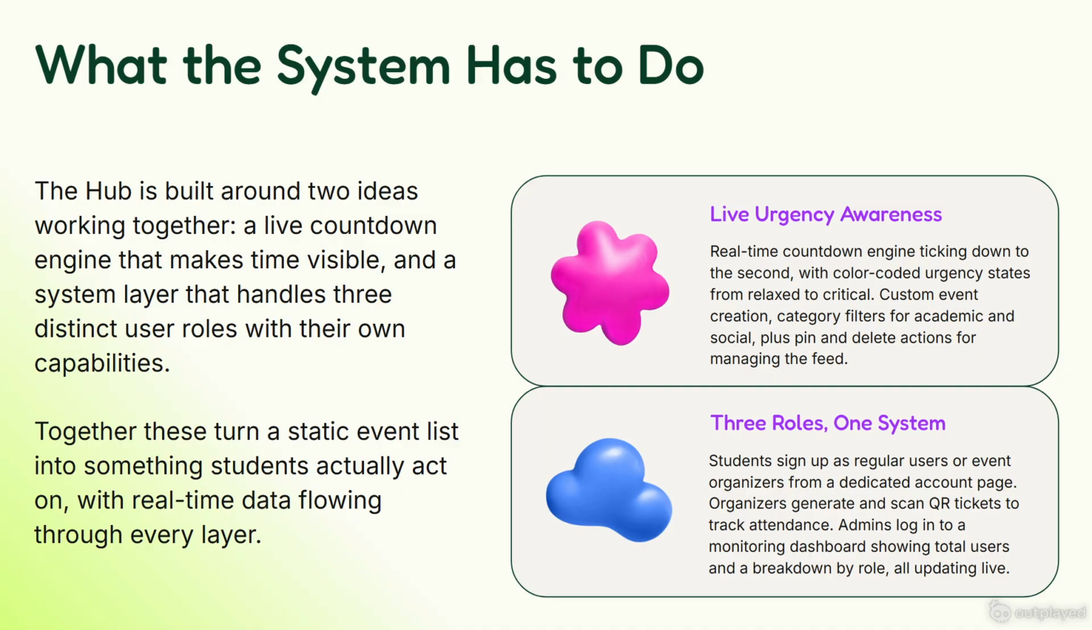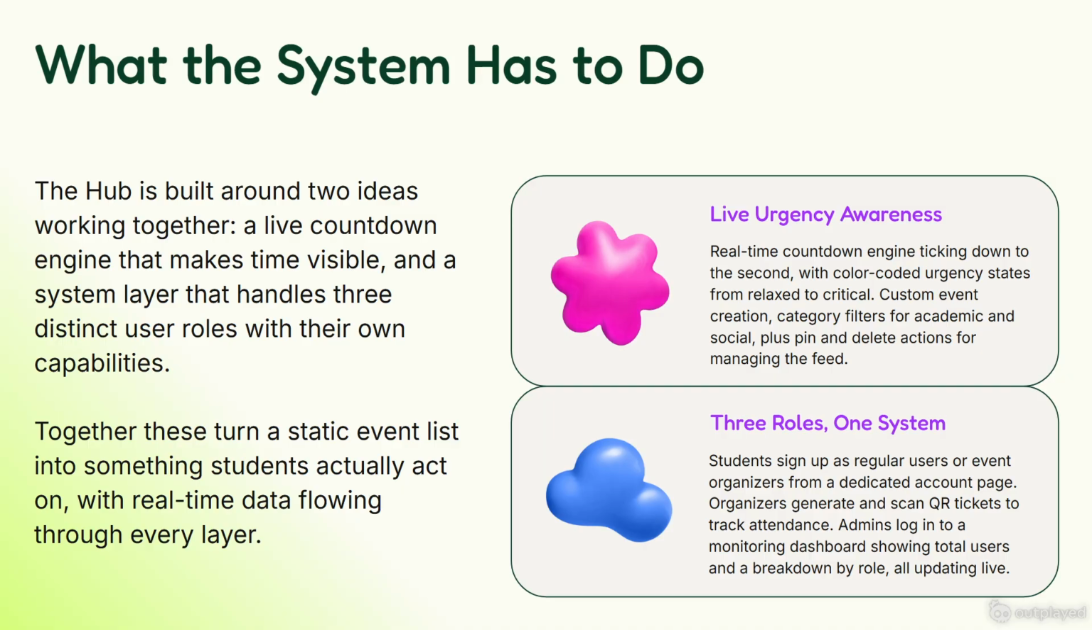So when a deadline is less than 24 hours, the card turns red and it pulses. Less than 3 days, it shows the color amber. Less than a week, it shows blue. The student shouldn't need to calculate anything. The urgency should be obvious at a glance.